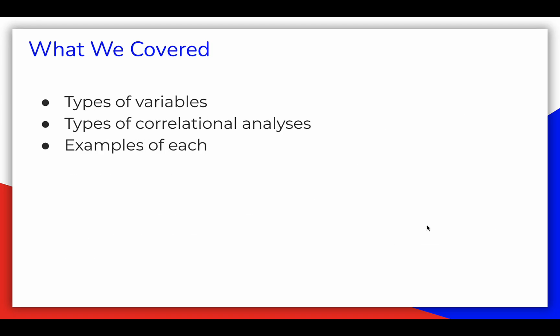Now, we covered just now types of variables, types of correlational analyses, and then examples of each. But I'd like us to next head into Excel. I'm going to stop this video, and there's a second video that you should hop on to. It will show you how to do these bar graphs and these scatter plots and these tabular analyses in Excel. Okay, we'll see you over there.